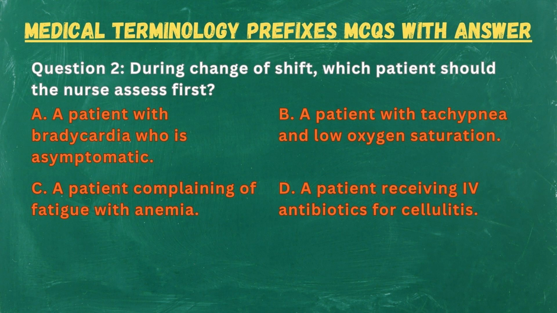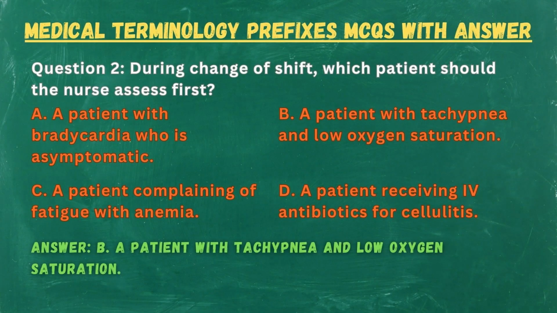Question 2. During change of shift, which patient should the nurse assess first? A. A patient with bradycardia who is asymptomatic. B. A patient with tachypnea and low oxygen saturation. C. A patient complaining of fatigue with anemia. D. A patient receiving antibiotics for cellulitis. Answer: B. A patient with tachypnea and low oxygen saturation.